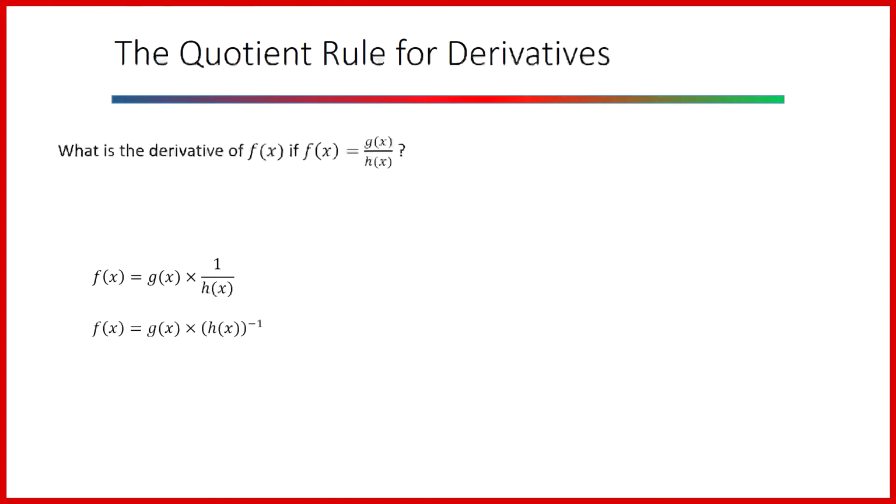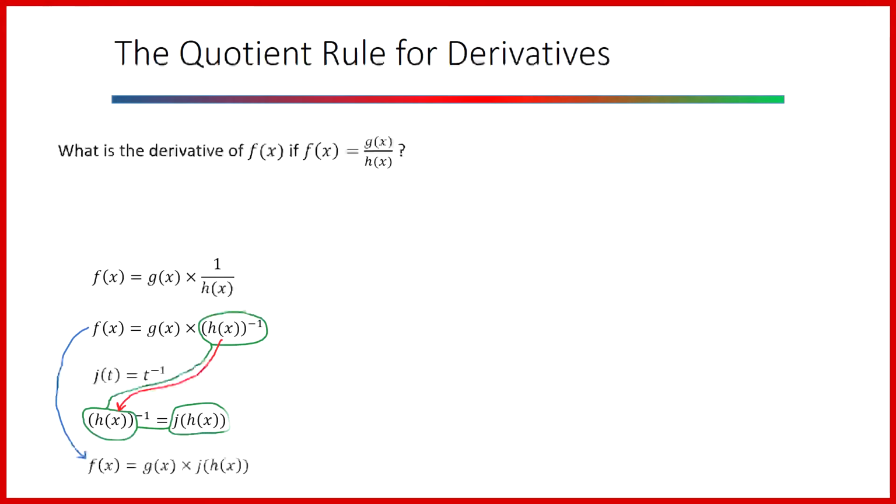Okay, here's where the chain rule can be useful if we get sneaky. Let's define a new function. We'll call it j, and we'll say that j(t) equals t to the negative 1. Well, after we've defined that new function, it's pretty clear that we can say that h(x) to the negative 1 is really equal to j(h(x)). And that means that f(x) equals g(x) times j(h(x)).